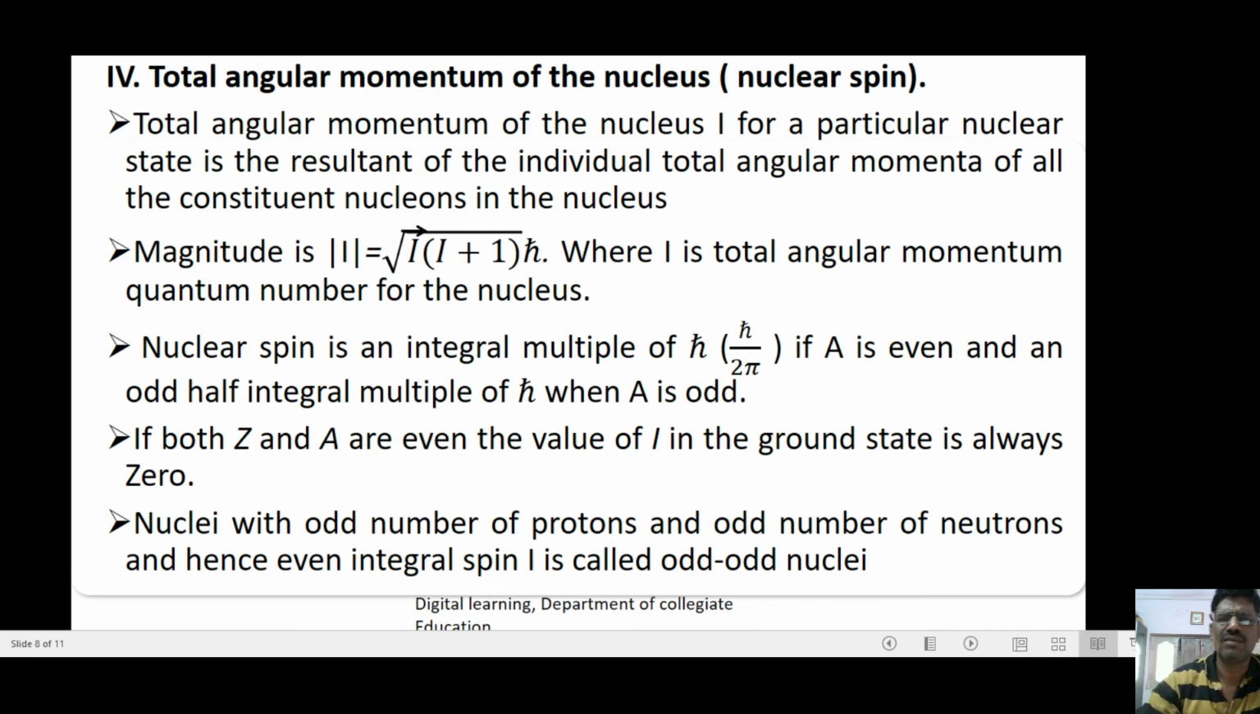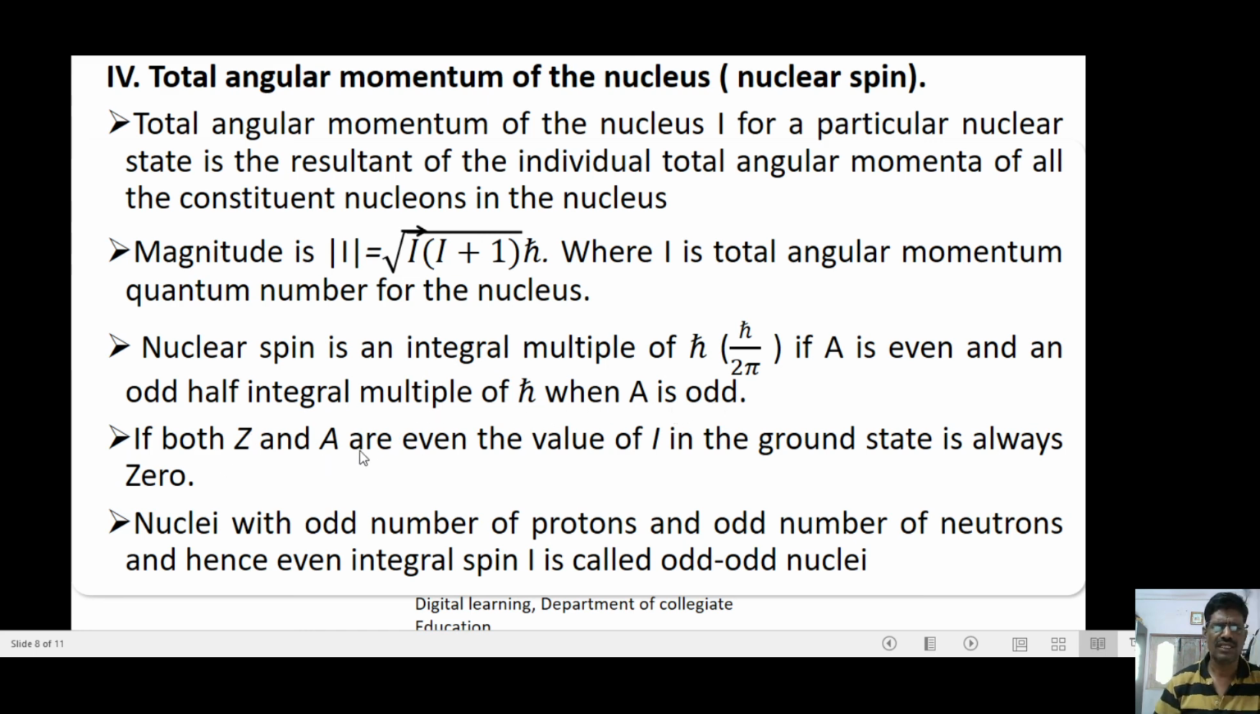Total angular momentum of the nucleus, nuclear spin. Total angular momentum of the nucleus for a particular nuclear state is the resultant of the individual total angular momenta of all the constituent nucleons in the nucleus. Magnitude of I is equal to root of I into I plus 1 h cross, where I is the total angular momentum quantum number for the nucleus. Nuclear spin is an integral multiple of h cross, h by 2 pi, if A is even, and an odd half integral multiple of h cross when A is odd.